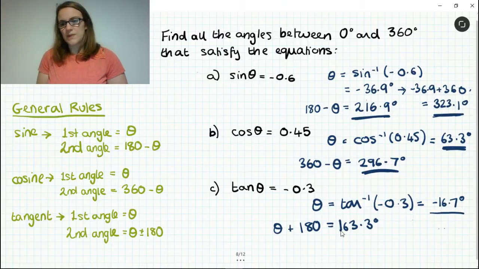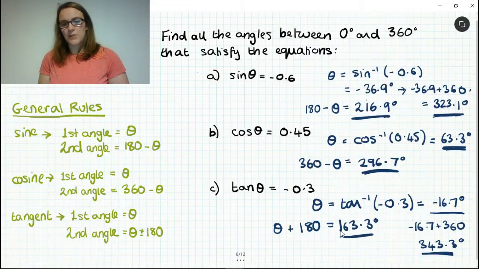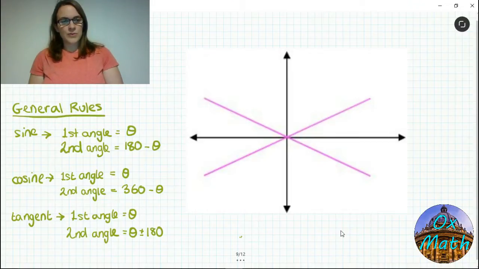So I'm going to move this angle into the right portion of the graph by adding 360 degrees to move it into the next cycle. So that would give us 343.3 degrees. So our two answers are 163.3 and 343.3 degrees. So these general rules are something that you need to remember.